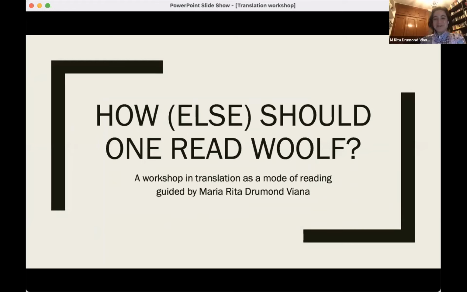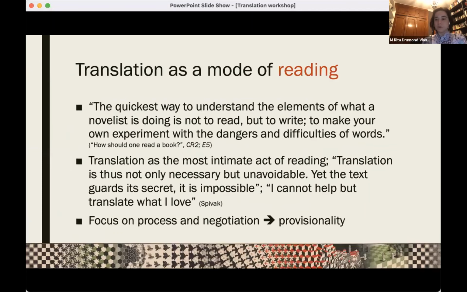So from the moment I proposed this originally, it was just how should one read Woolf? But of course, I included another bit in that title, and I said, how else should one read Woolf? Because the main idea with the workshop was to propose the idea of translation as a mode of reading. So what did that mean for us?